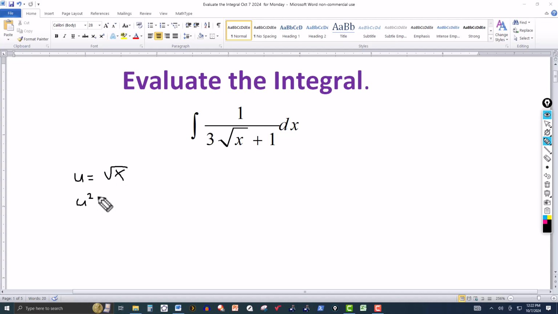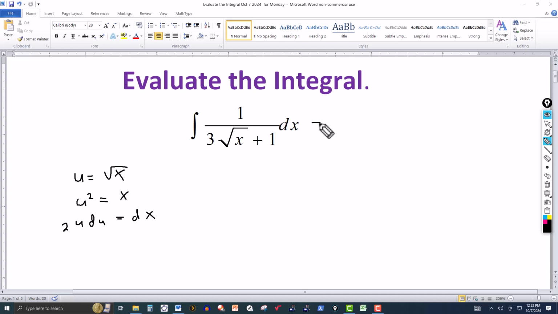I'm going to square both sides here. Sometimes you can get away without doing this, but sometimes it makes it easier. I square both sides and I get this. Then I take the derivative of both sides with respect to u on the left. I get 2u du. Derivative of x will be 1, so this will just be dx.